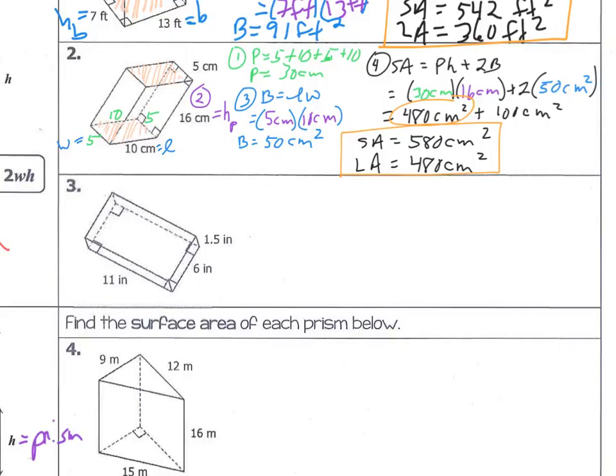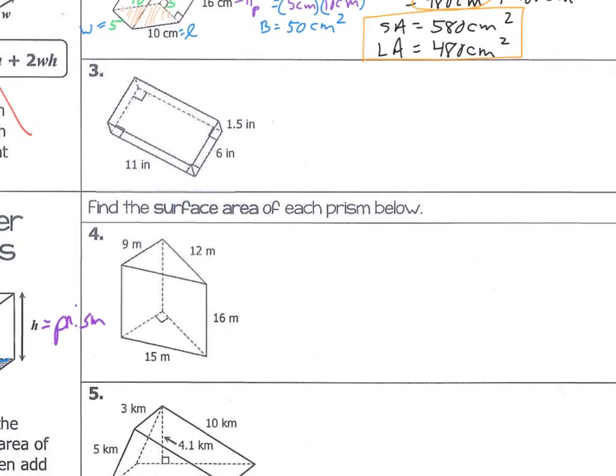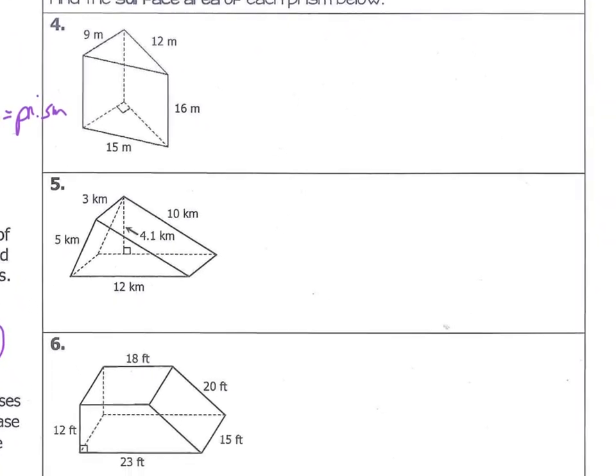Okay. So we're going to skip 3. Can I move on, or is somebody still writing? No complaints? Hayden, you good? Okay. So then we're going to move on to other prisms that have other bases other than a rectangle or a square. So let's look at 4. We're going to do 4, 5, and 6.